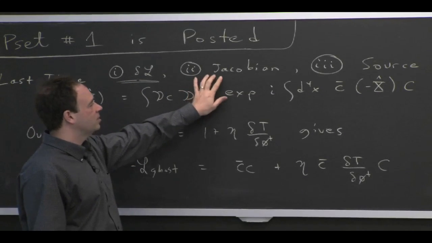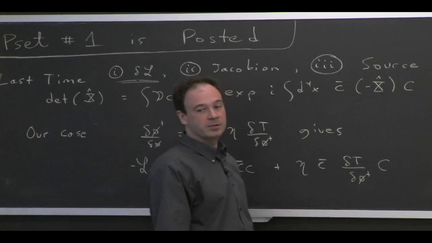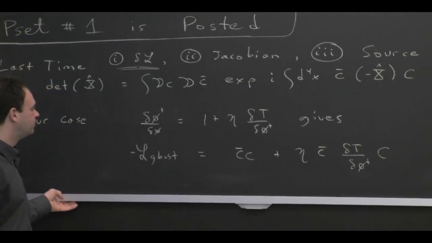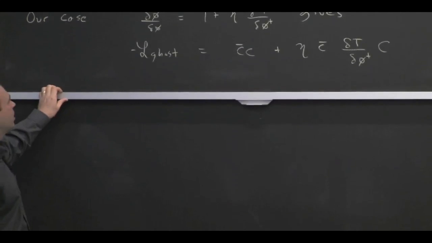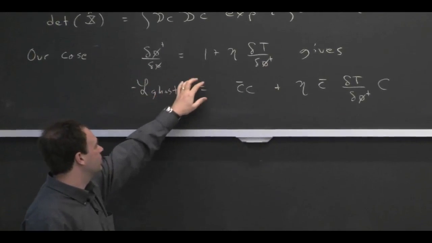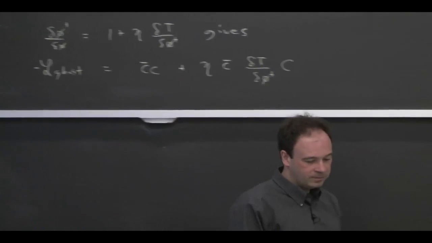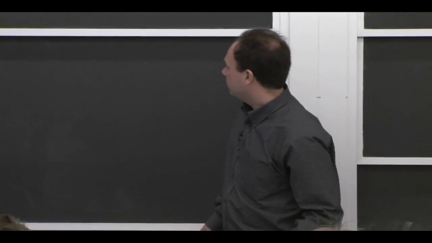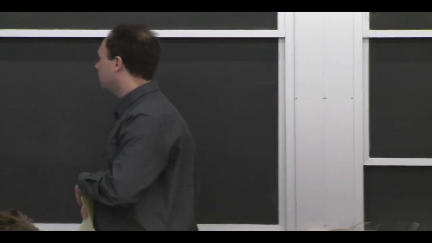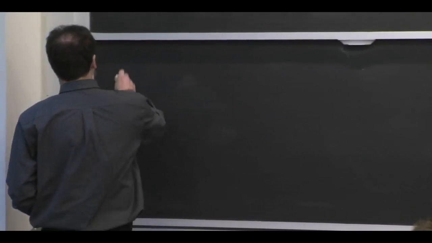But there were also changes to the Jacobian and the source, and that's what we had started to talk about last time. So when I look at the change to the Jacobian, which is this thing, we could write that as a ghost Lagrangian. And the argument for why we don't need to worry about this is as follows.